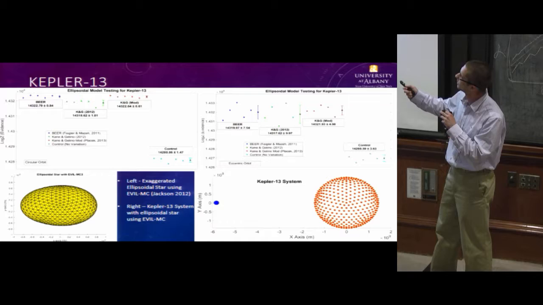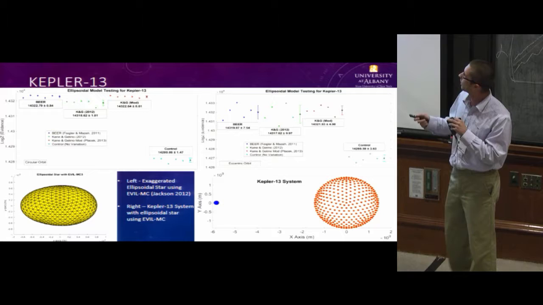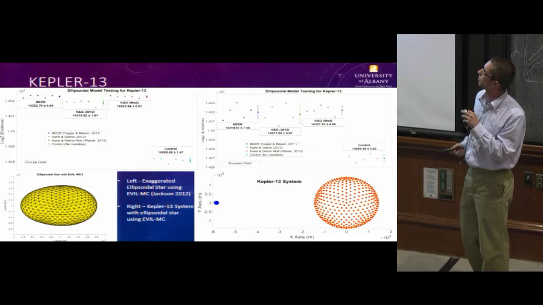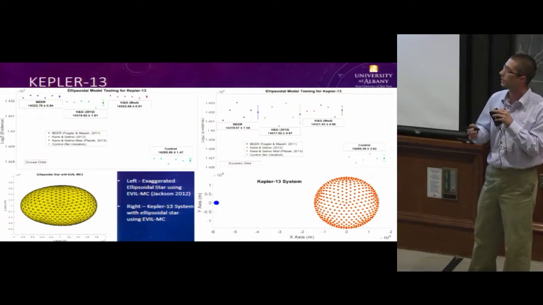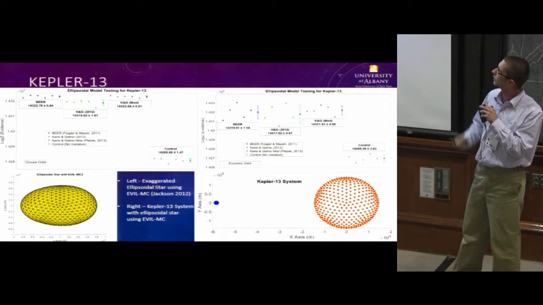For the Kepler-13 system in circular orbits, the Beer and Canin-Gellino modified models were nearly indistinguishable and slightly more preferred over the regular Canin-Gellino model. All three of these trigonometric models were significantly preferred over no variation at all. So that shows that in the Kepler-13 light curve, ellipsoidal variations are a very significant effect.